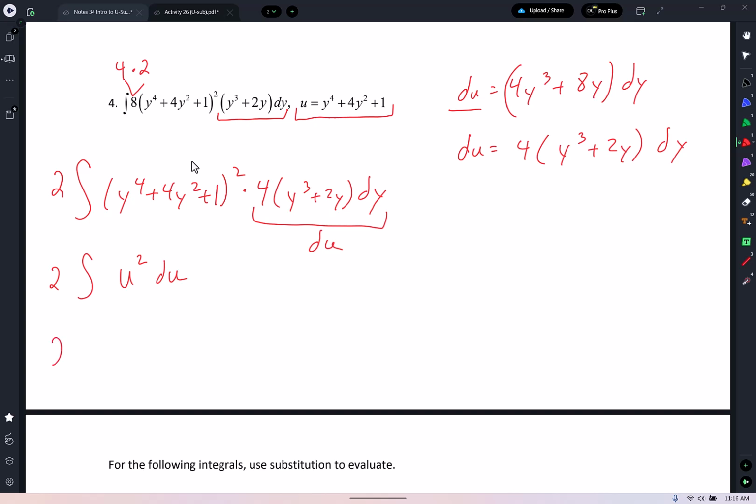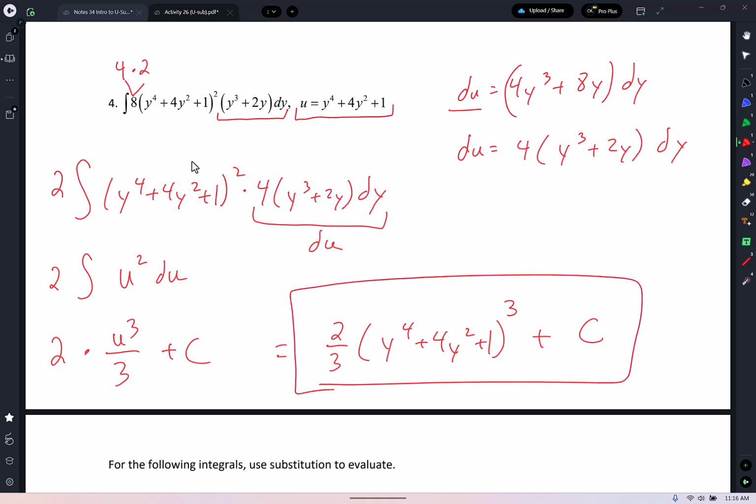So here it is. 2 times, what's the antiderivative of u squared? U cubed over 3 plus c. Do I want it in terms of u or in terms of y? In terms of y. So we're going back to our x. So this equals 2/3 parenthesis, what's my u? Y to the 4th plus 4y squared plus 1 to the power 3 plus c. It's okay if you put an equal sign because they're equivalent.